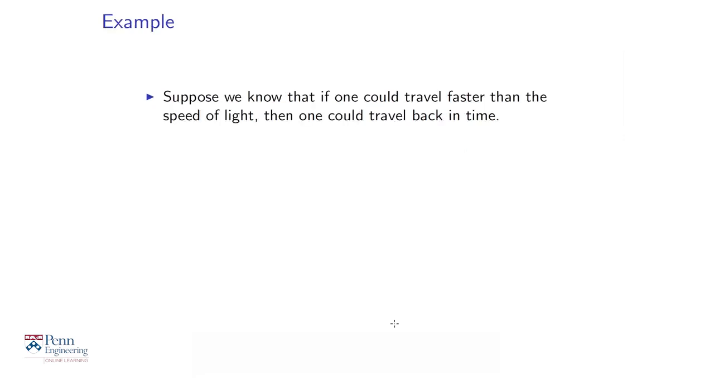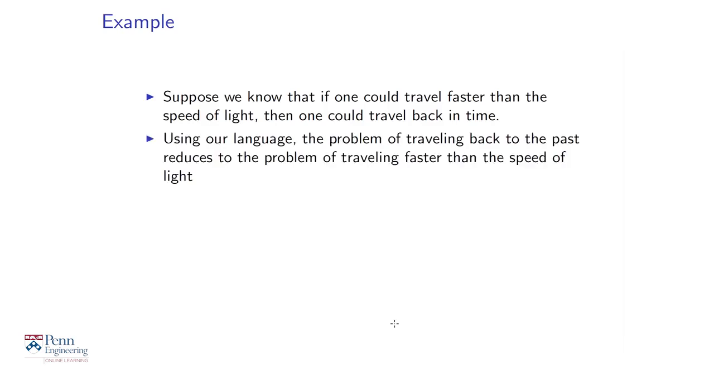So just to give you an example of this kind of thinking from sort of crazy physics, I'm not a physicist, but let me give you this example anyway. Suppose we know that if we could only travel faster than the speed of light, then we could travel back in time. Okay, so if I could go faster than the speed of light, then I could travel back in time. In the language of reductions, we can say that the problem of traveling back in time or traveling back to the past reduces to the problem of traveling faster than the speed of light. Right? So that's the language of reductions.